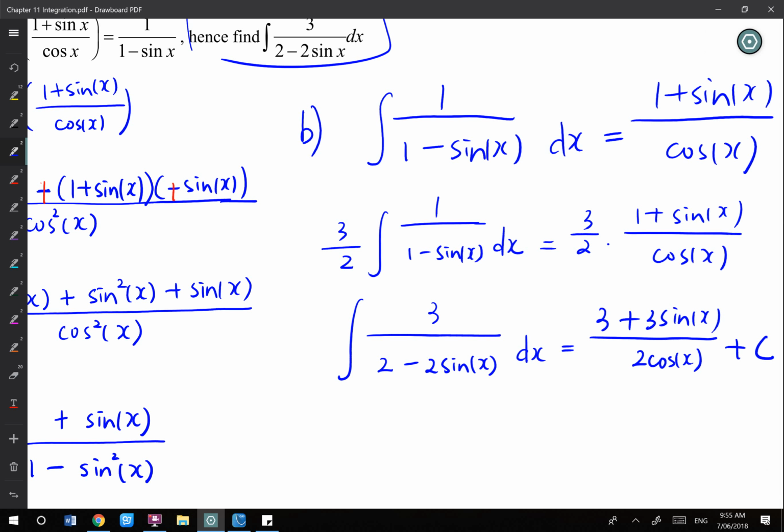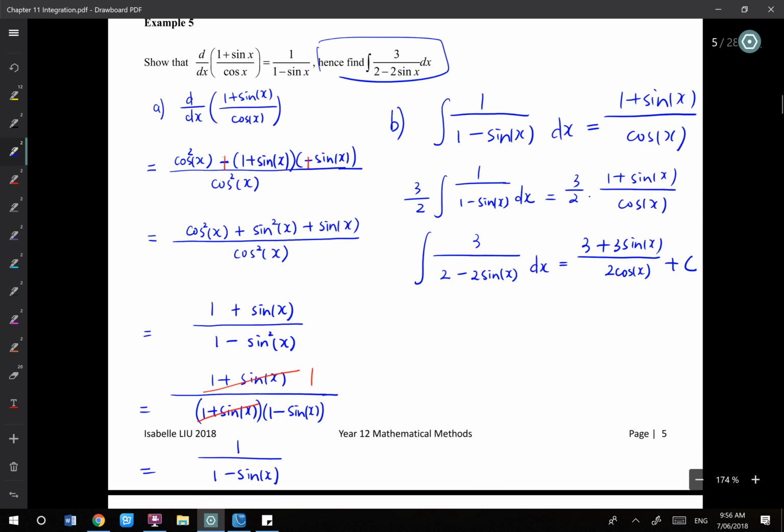Then you can factorize the top. Get 2 out, that's 1 minus sine x. So that's 3 over 2 times that. Okay, so that's this exercise. Any questions? Okay, that's the full working here.